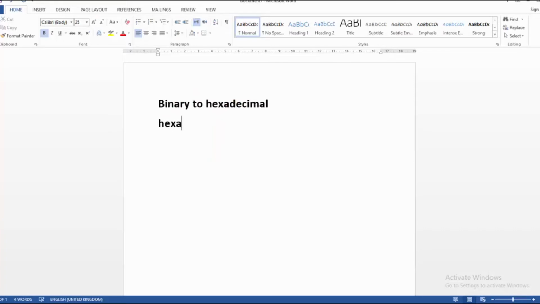We are about to start a new topic, binary to hexadecimal system. But first of all, we have to understand this system, what it does and how it works.